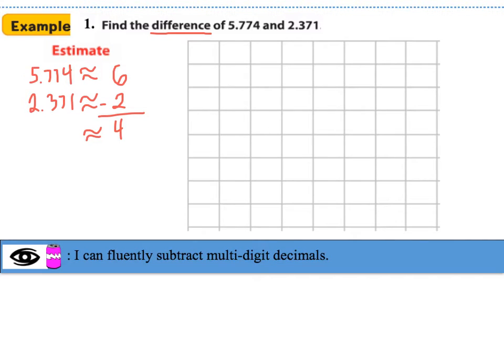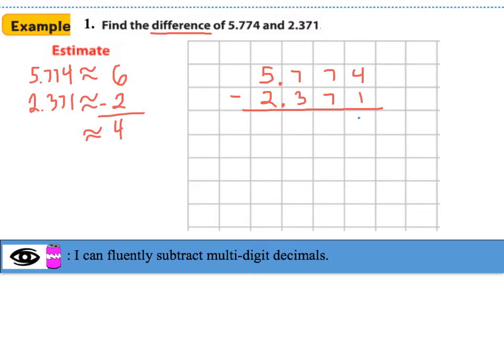So now let's spend some time finding the precise answer. In each box on the grid, what I want to write is a digit of each of the numbers. So 5 and 774 would go on top. It's the larger value. And I'm going to subtract 2 and 371 thousandths. Notice how my decimal places are lined up. In this case, I don't have to annex zeros. So what I can do is just start subtracting each column.